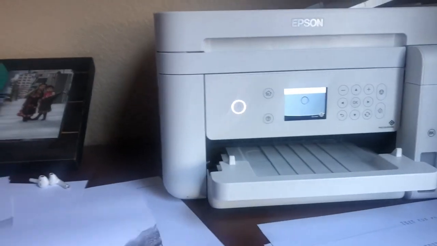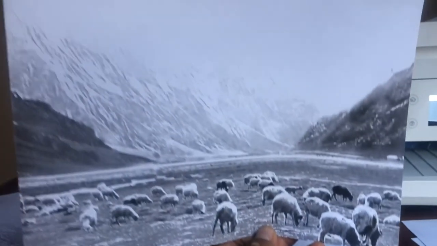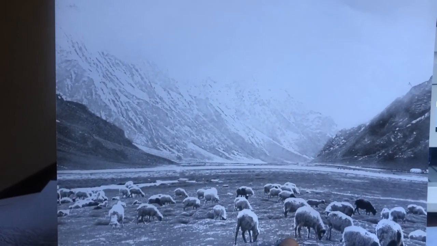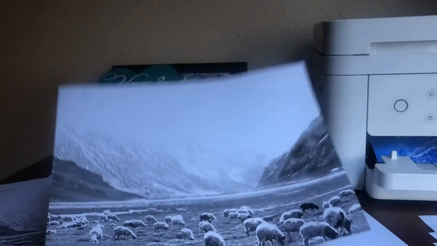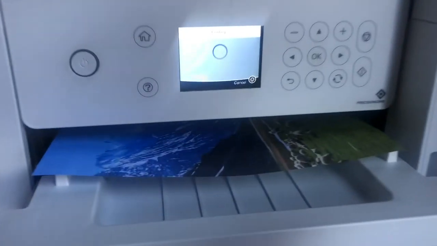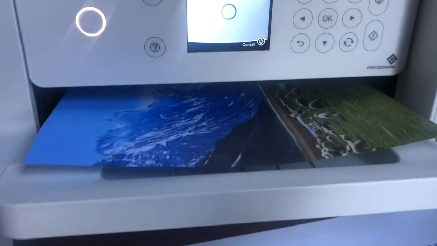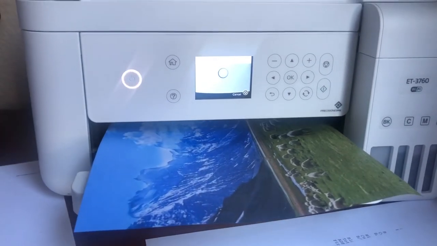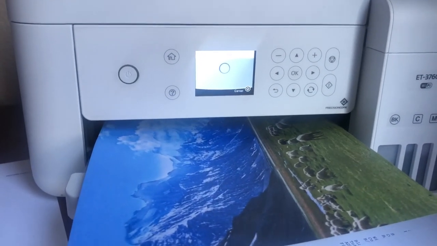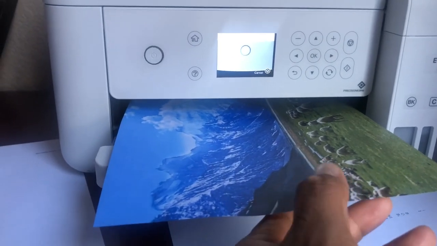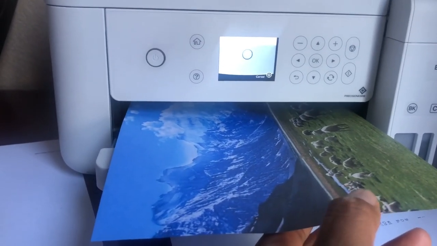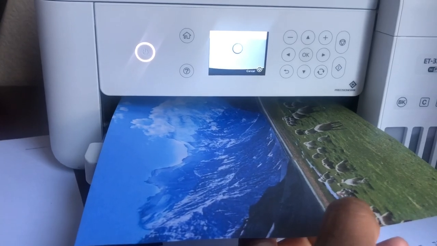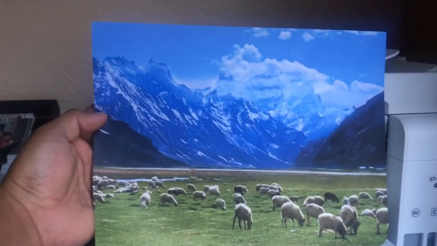So this picture was taken in Ladakh. It's in northern India where I was born. Very impressive. Look at this. So guys, I was looking on YouTube to find a solution, but couldn't find anything. So I just made this video to help out if someone else is having the same problem. There we go. Amazing. Beautiful.